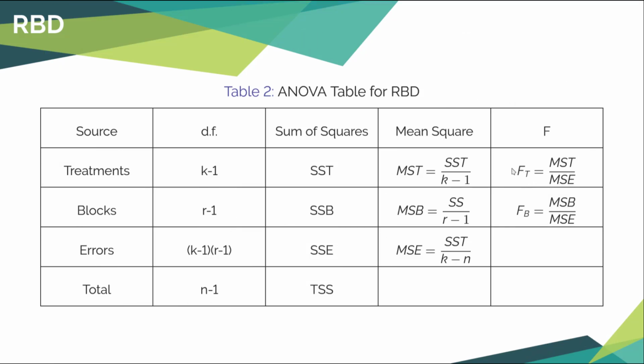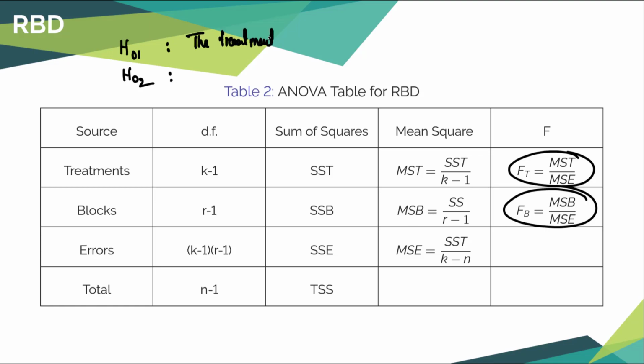So at the end we will conclude about the model or the hypothesis based on the values of these two F. Now what are the hypotheses? There will be two hypotheses, H01 and H02. The first one is that the treatments are not significantly different. The second is that the groups or blocks are not significantly different. These are the two hypotheses that we test in case of two-way ANOVA, right?